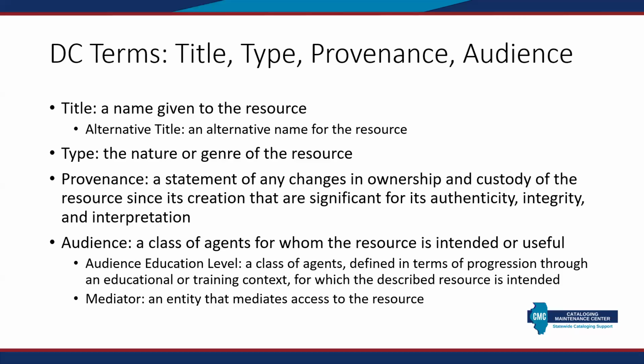Provenance is a statement of any changes in ownership and custody of the resource since its creation that are significant for its authenticity, integrity, and interpretation. Audience is a class of agents for whom the resource is intended or useful. Audience education level is a class of agents defined in terms of progression through an educational training context for which the described resource is intended. Mediator is an entity that mediates access to the resource.